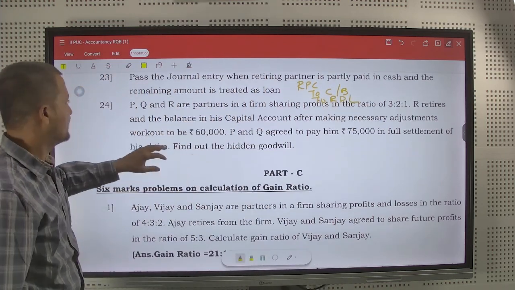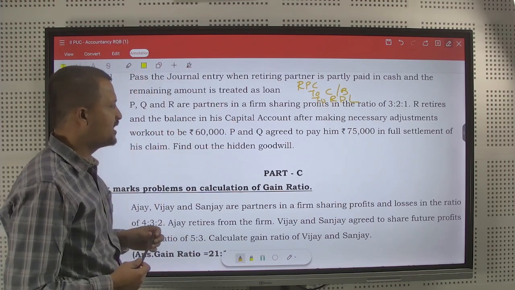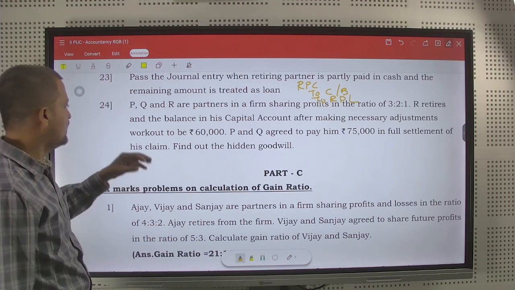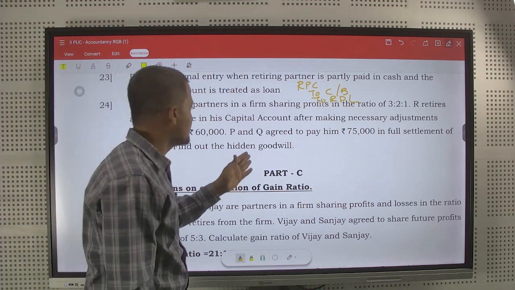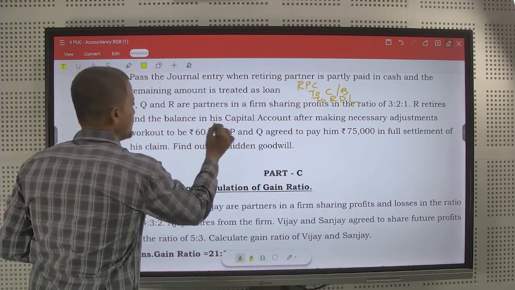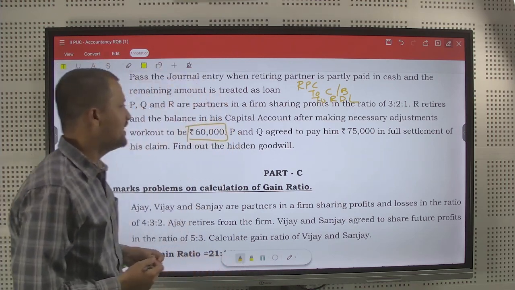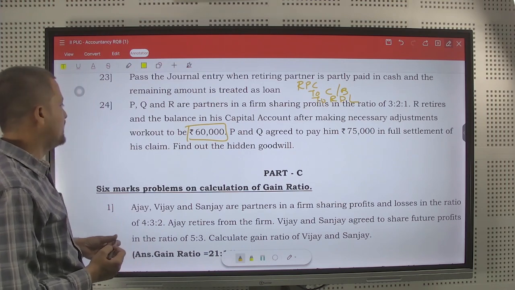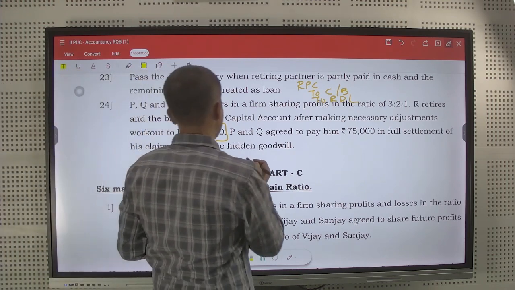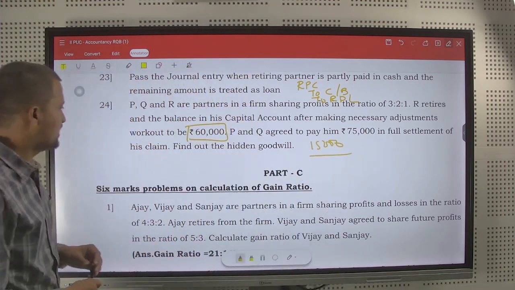Then P, Q and R are partners sharing profits in the ratio 3:2:1. R retires and the balance in his capital account after making necessary adjustments and workout is 60,000. P and Q agreed to pay him 75,000 in full settlement of his claim. Find out the hidden goodwill. Very simple, it will be 15,000. Difference between 75 and 60.